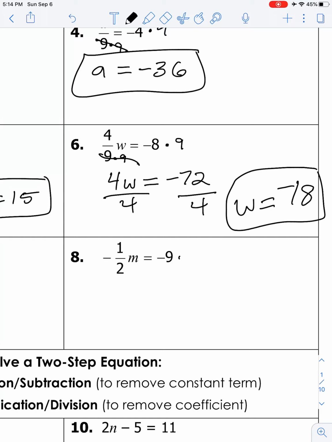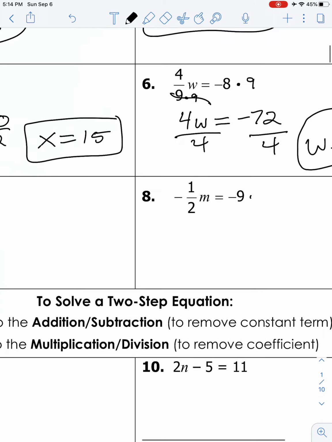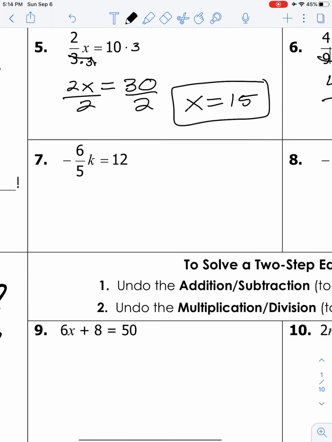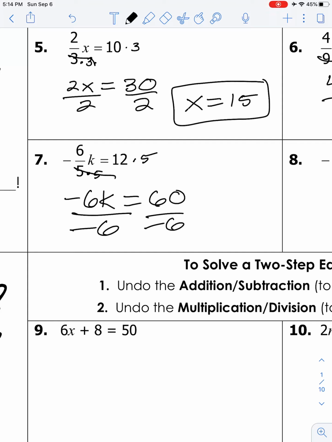All right, going to the next problem. Number 7. You see that we've got a negative fraction this time, and generally the negative is always applied to the top number. So in order to get rid of the bottom, I'm going to multiply by 5 on each side. Now the bottom number is gone. I drop down the negative 6k equals 60. Divide by negative 6, k equals negative 10.